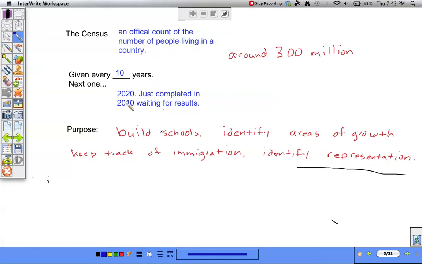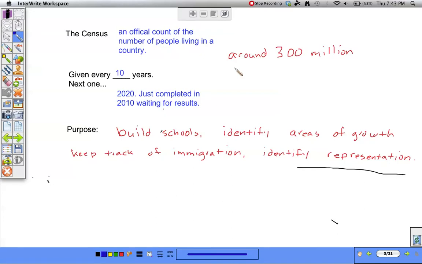And my notes here say that we're still waiting for results. That's not entirely true. We already have a pretty good handle of the results from the 2010 one, and you saw some of those in the last project you did. The last population count puts us somewhere around slightly over 300 million people living in the United States.